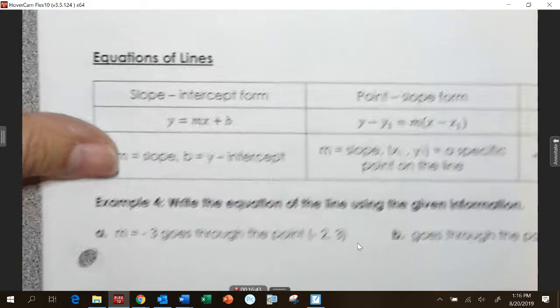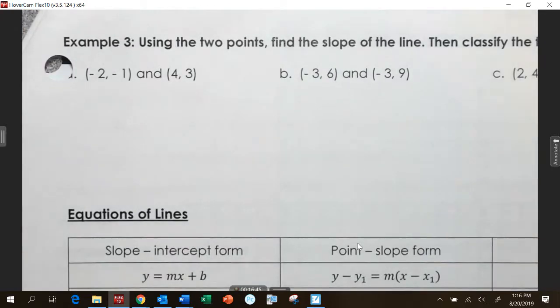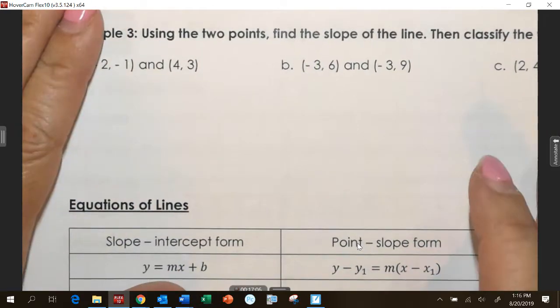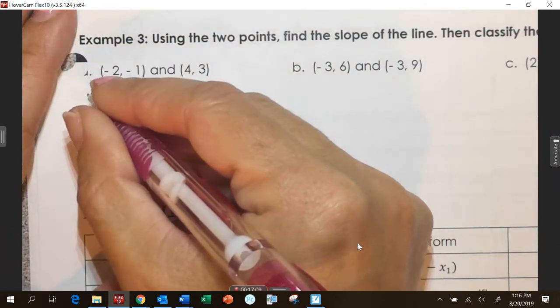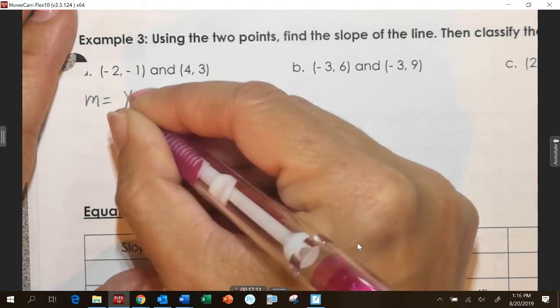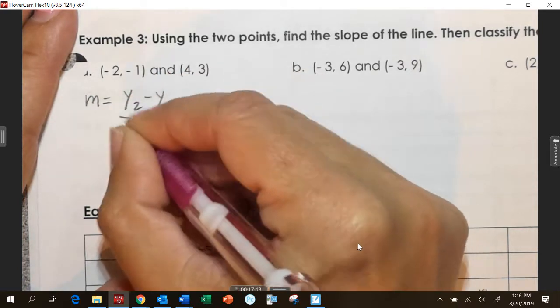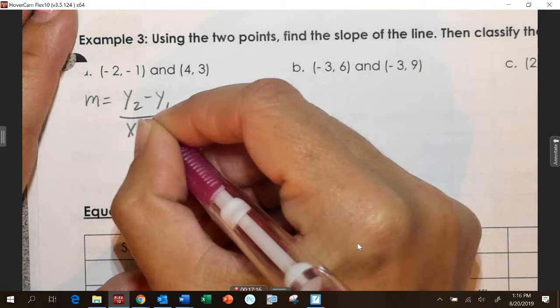Now it says using 2 points, we're going to find the slope of the line. And then we're going to classify the type of slope. So classify means positive, negative, 0, undefined. All right? So this formula, if you don't have the formula memorized, I'm not going to give you the formula on a quiz or a test. So may I suggest every time, if you don't have the formula memorized, every time you are writing y2 minus y1 over x2 minus x1.